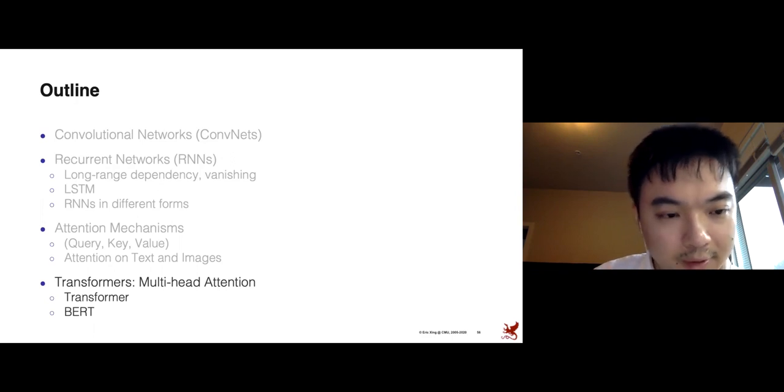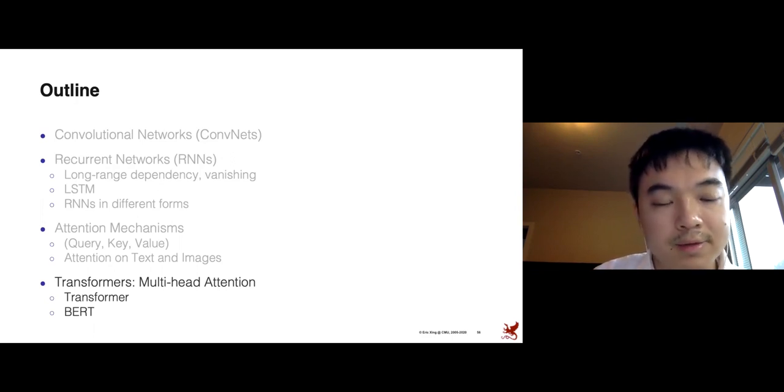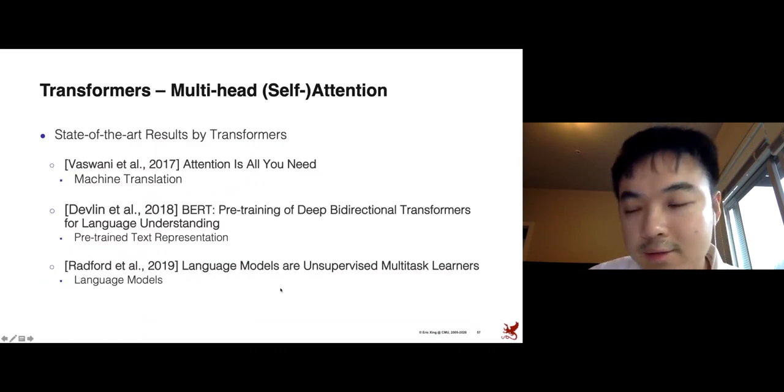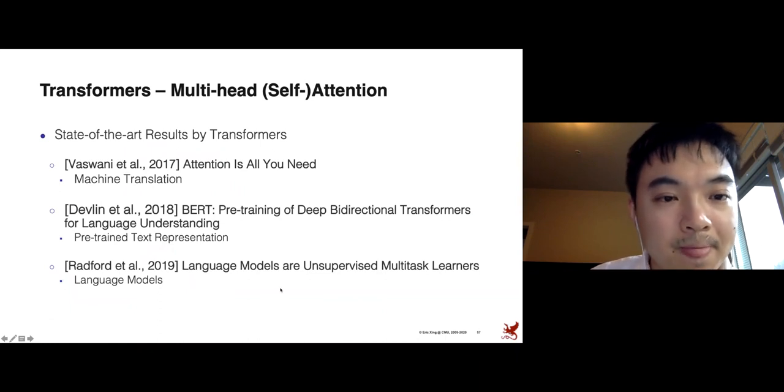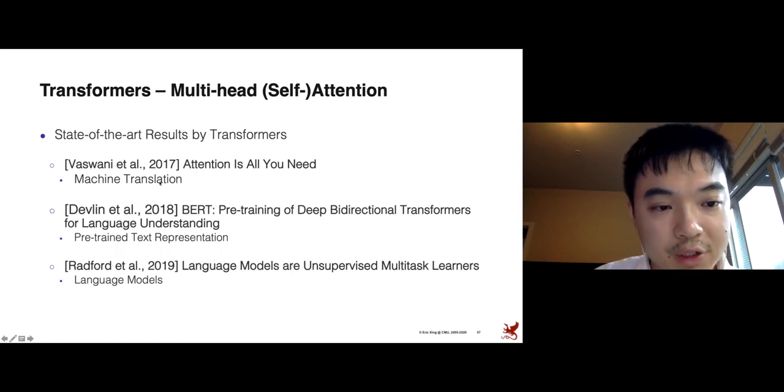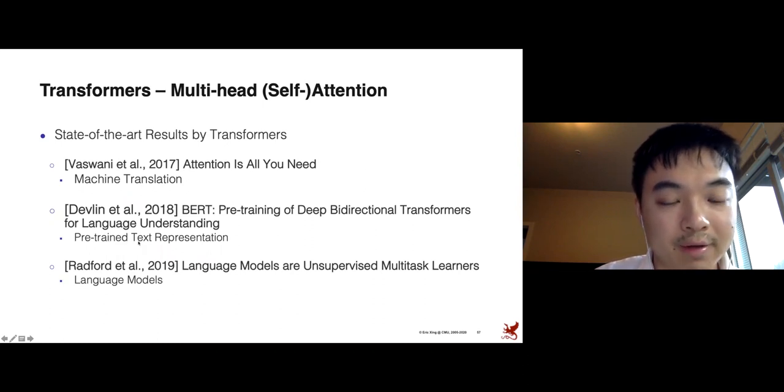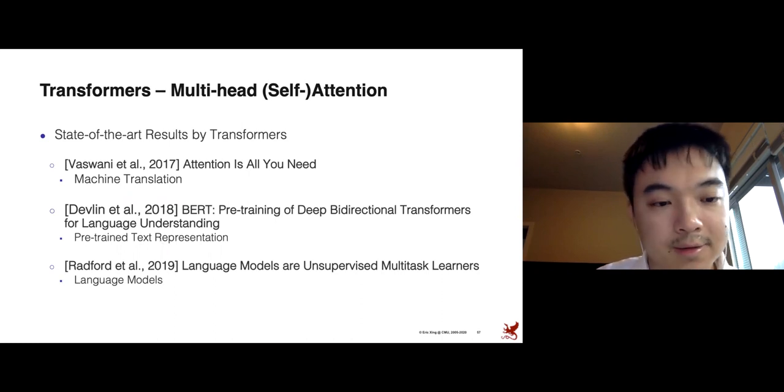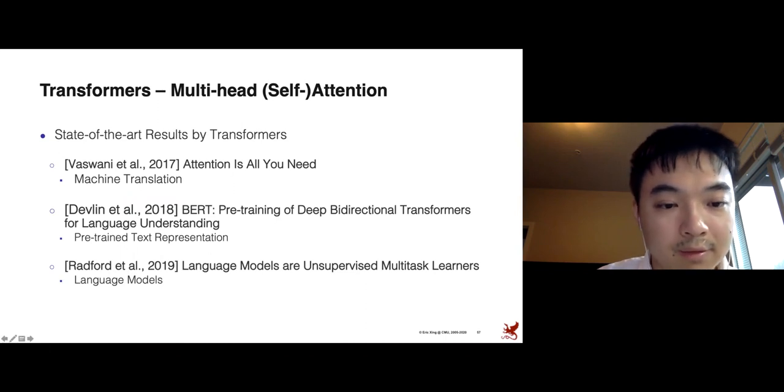Transformers are a very emerging model architecture that achieves state-of-the-art performance in many tasks. And we'll see that the key component within transformers is a particular attention mechanism called multi-head attention. So let's take a look at this particular architecture. Transformers achieve state-of-the-art results in machine translation, pre-trained text representation. We all know BERT, right, as a text representation model, and language generation.